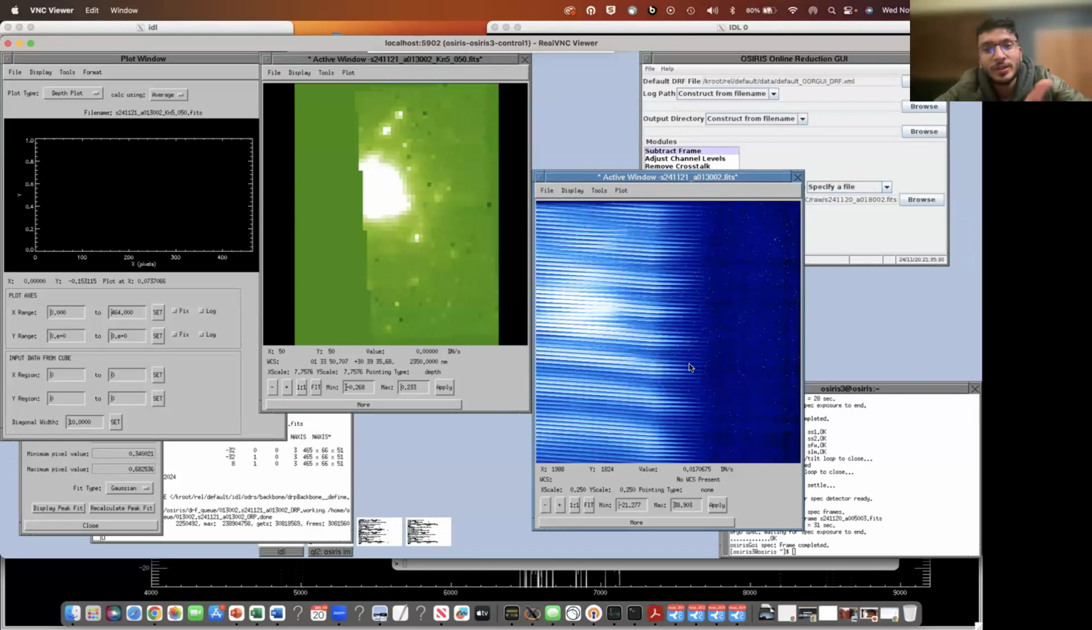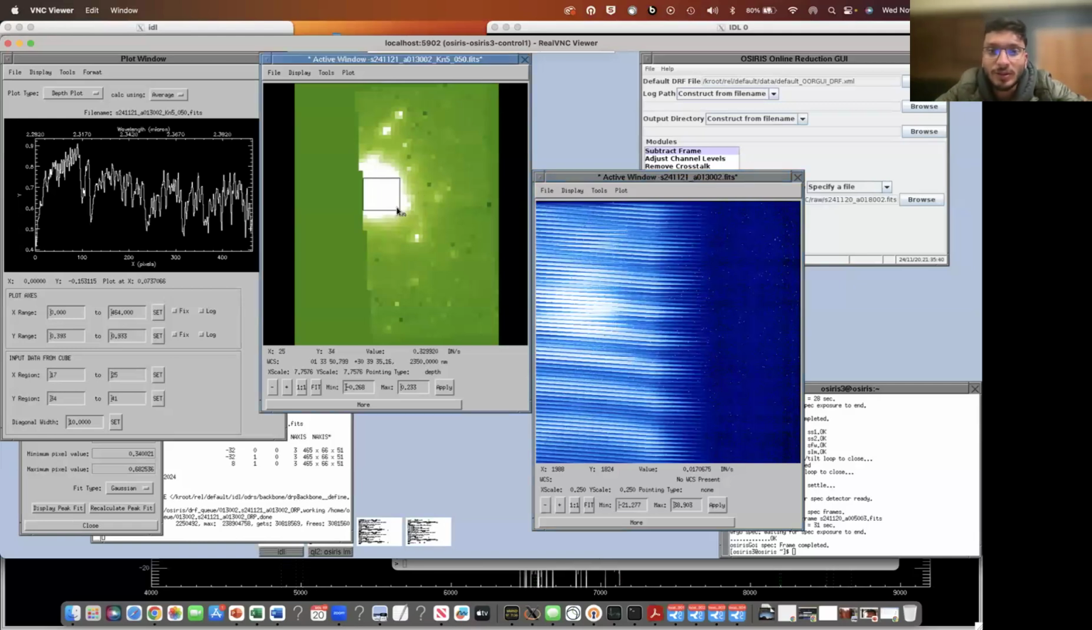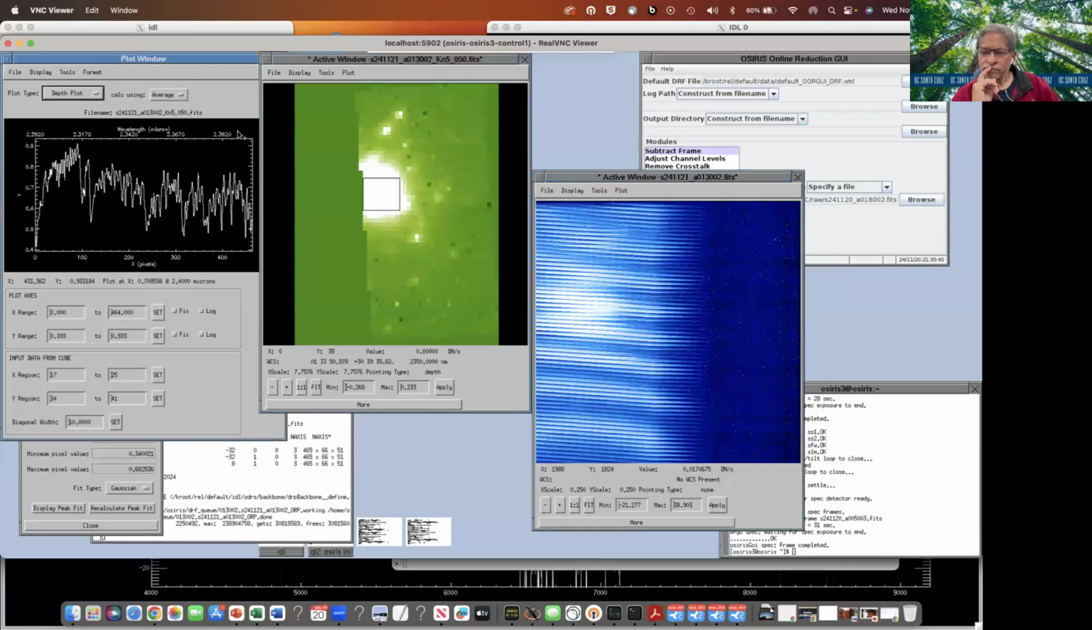So what's the range in microns of this instrument? Like, does it go to 2.4? Yeah, it's from 2.3 to 2.4. Okay. So it's 0.1 micron, roughly speaking. You can see it's 2.29 on the left, and it's more like 2.41. So it's about 0.12 microns.